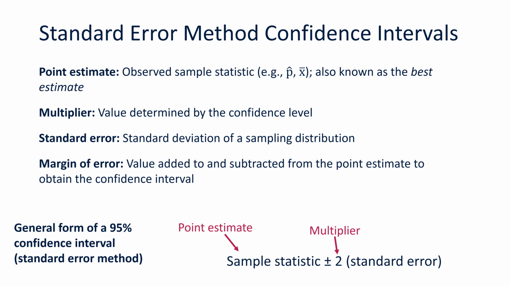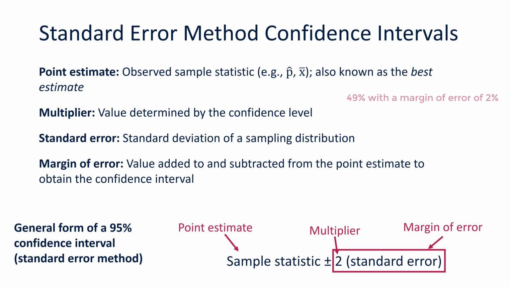And the margin of error is the value added to and subtracted from the point estimate to obtain the confidence interval. If you've watched the news, particularly concerning elections, poll results are often reported as the point estimate and margin of error. For example, you might see 49% with a margin of error of 2%. That means 49% plus and minus 2%, or a confidence interval of 47% to 51%.